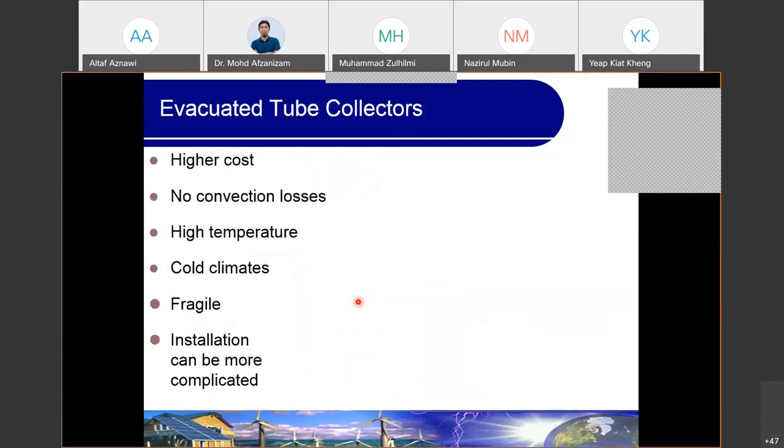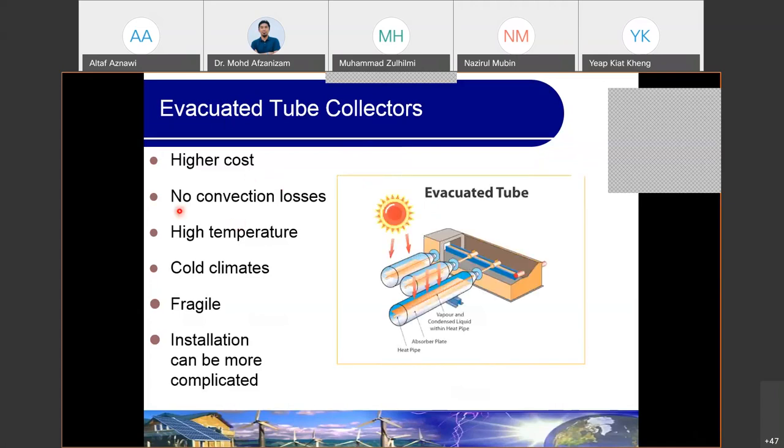So this is another type of solar thermal collector. Previously, we learned two types, which are the unglazed solar collector, and secondly the glazed solar collector. This time around, the third type of solar collector is the evacuated tube collector, which is higher cost, with less or no conversion losses, high temperature, suited to cold climate, fragile, and installation can be more complicated.